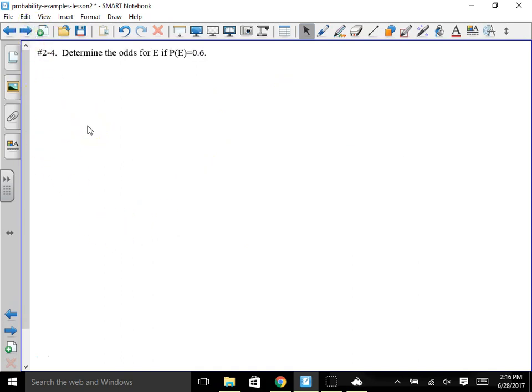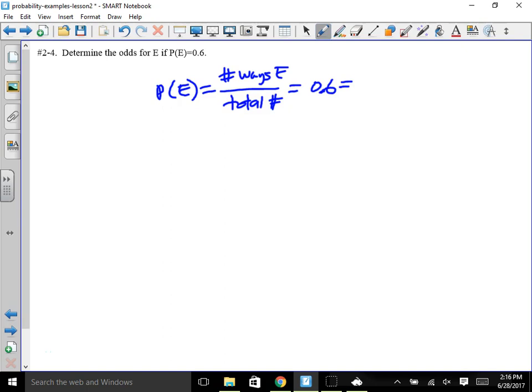Problem 4 is also an odds problem. It says determine the odds for E if the probability of the event E happening is 60%. So we're going the other direction this time. If we have the probability of E is 0.6, then that is the number of ways that E can happen divided by the total number of ways. Okay, and if that's 0.6, since we like everything to be in terms of integers for odds, let's go ahead and write that as an integer.